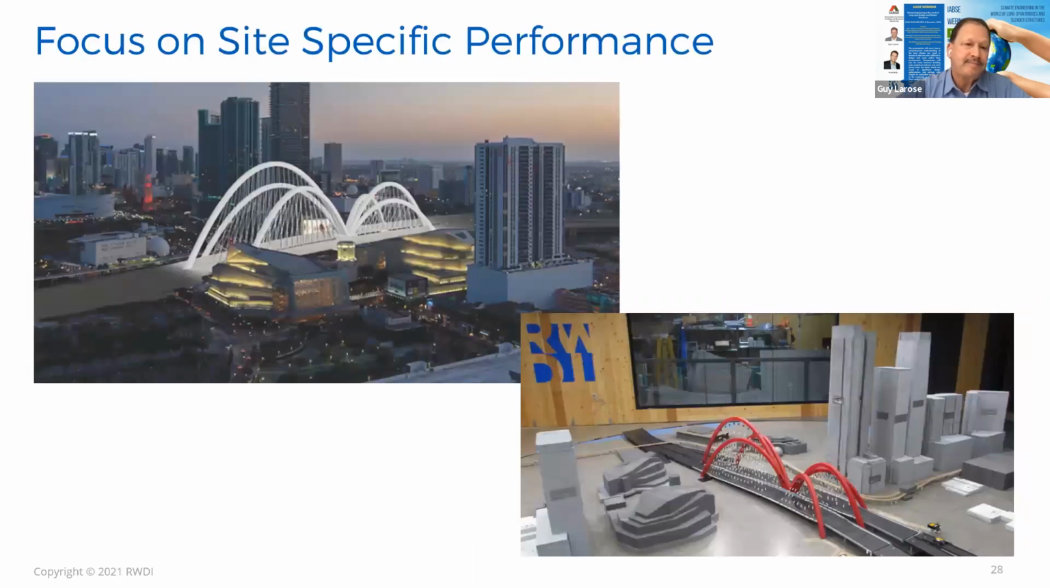Next slide, please. So once you're in a situation like this, you have a cable-supported bridge. This is the I-395 signature bridge in Miami. When you start the wind study, the focus is really looking at the performance of the bridge where it is, in this case downtown Miami, really close to the ocean and in a hurricane zone. That dominates the whole structure and the whole study, and everything has to focus on understanding the impact of that. Next slide.